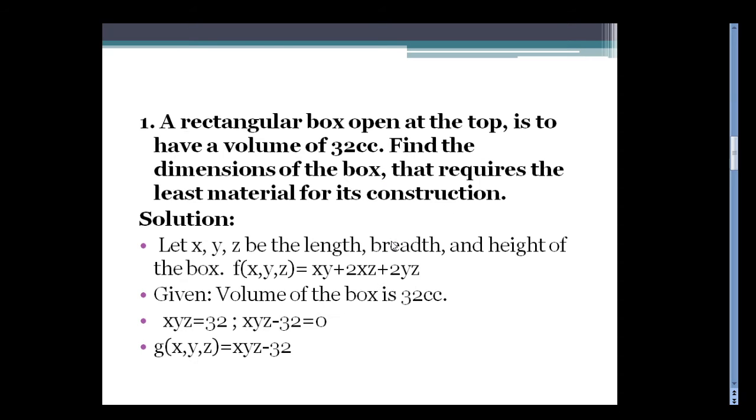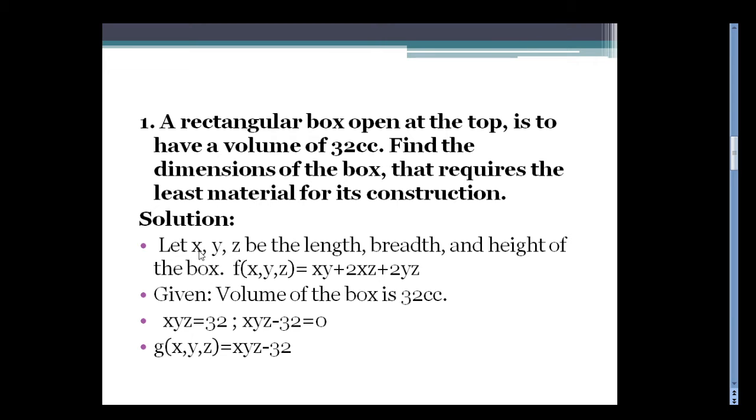So let us see a problem. A rectangular box open at the top is to have a volume of 32 cc. Find the dimensions of the box that requires the least material for its construction. Here they have taken a rectangular box which has 6 sides and is open at the top. So one side is open, we should not consider it. So we now have only 5 sides, and its volume is given as 32 cubic centimeter.